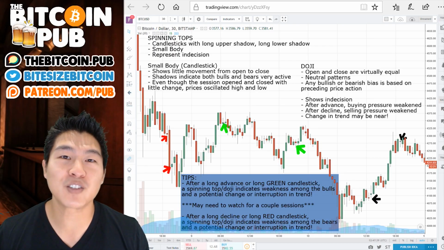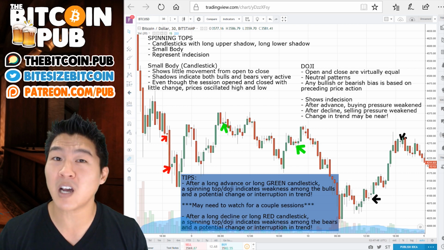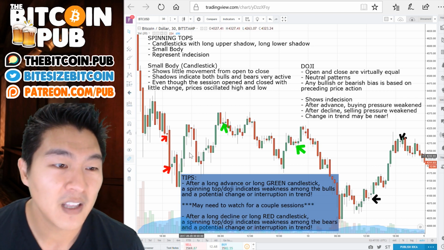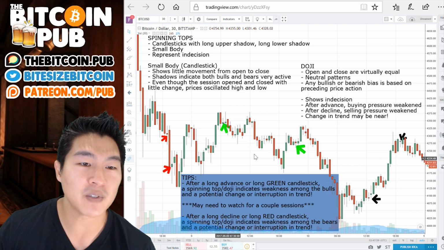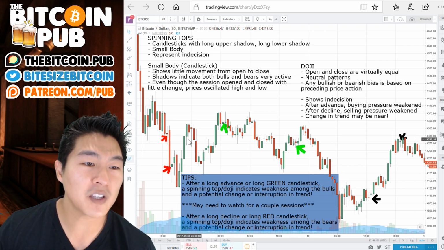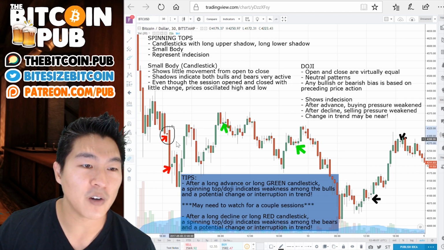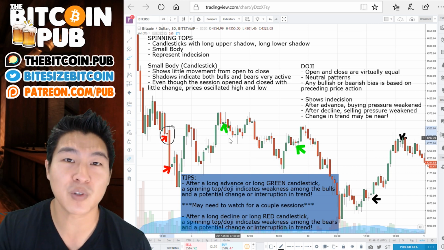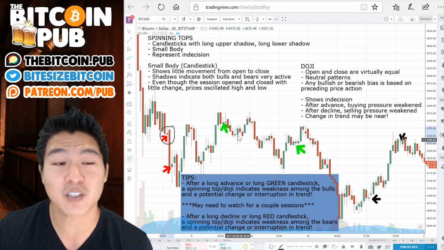Okay, so if you've watched the last two videos, the basics of candlesticks and the basics of candlestick shadows, you should have a pretty good concept as to what a spinning top is and what a doji is. So let's take a look at those right now. These right here, where the red arrows are and the green arrows are, these are spinning tops. If we just take a look at this one right here, you can kind of see why it's called a spinning top. Putting together everything we've learned over the last couple days, you should have a pretty good idea as to why this is called a spinning top.